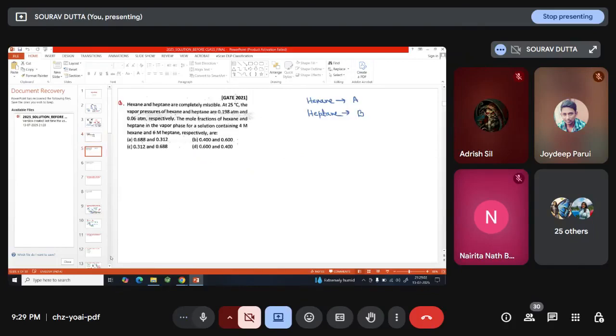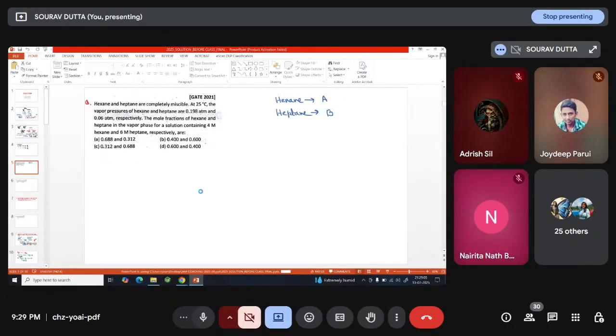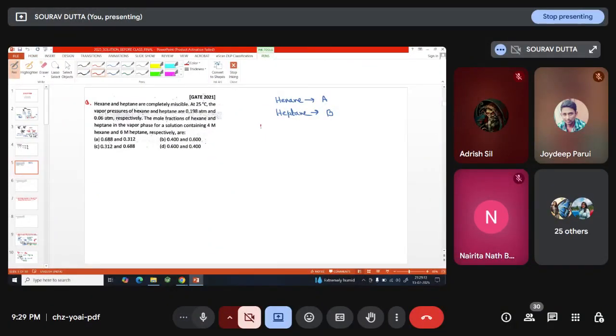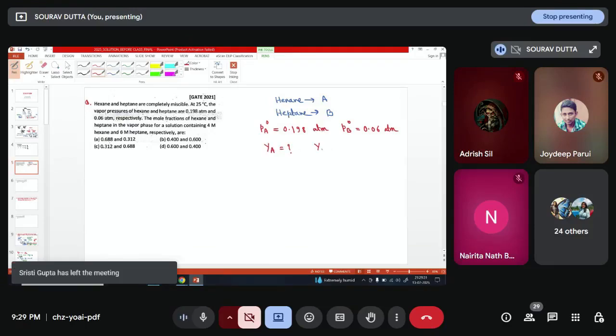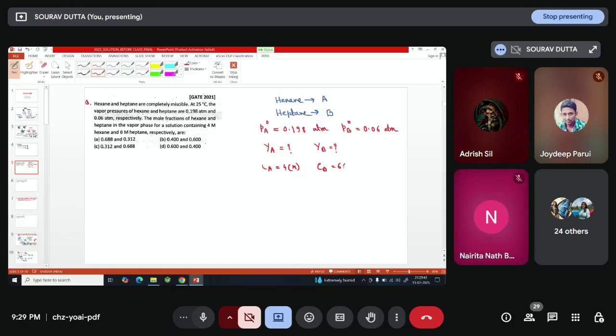We have to write again. PA naught 0.198 atm, PB naught 0.06 atm, YA, that is the mole fraction of A in the vapor phase, YB, and in solution concentration of A 4 molar and concentration of B 6 molar. These informations are given to you. ঠিক আছে?